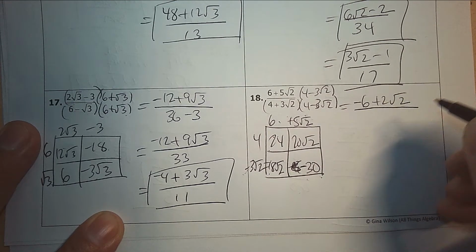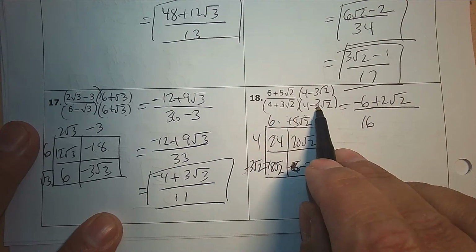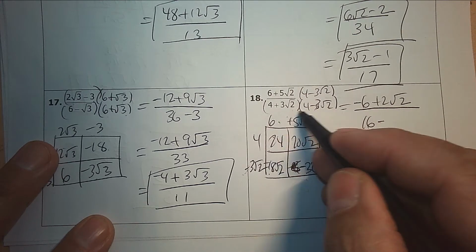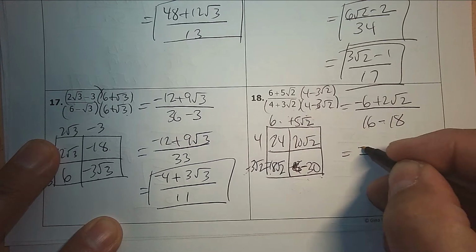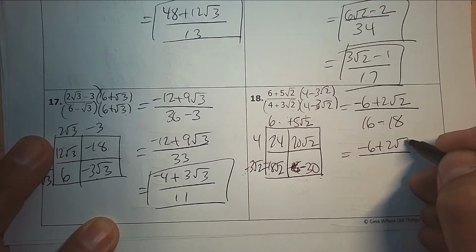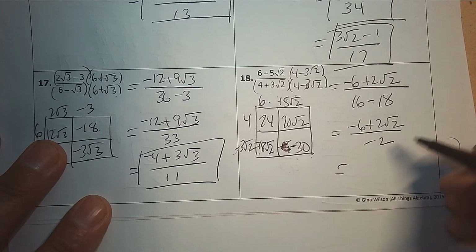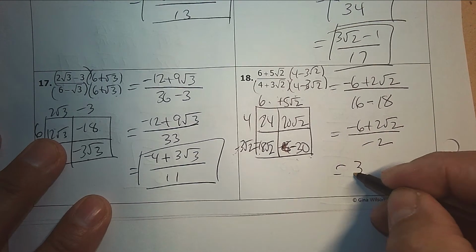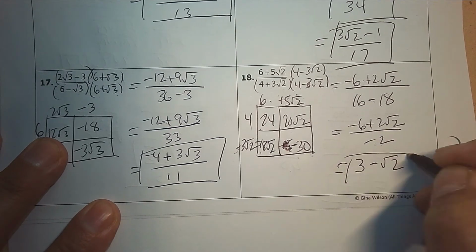The denominator, 4 times 4 is 16. Now 3 times 3 is 9, and root 2 times root 2 is 2. So it's 9 times 2, that's 18, and it's negative. So we have negative 6 plus 2 root 2. And then in the denominator you have negative 2. 2 goes into everything evenly. So negative 2 and negative makes positive 3. Negative 2 and 2 makes negative 1. And you get the answer 3 subtract root 2.